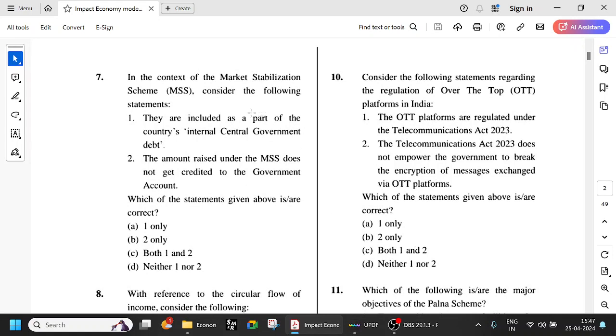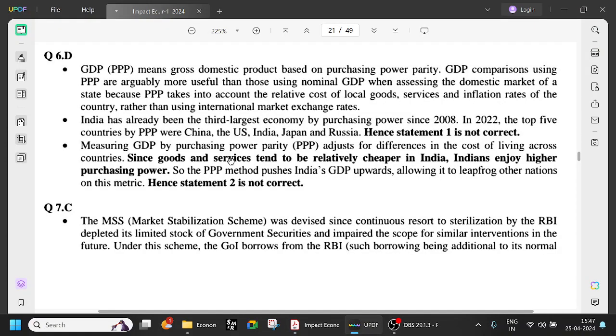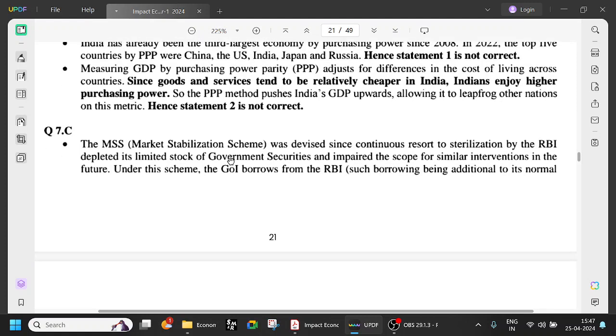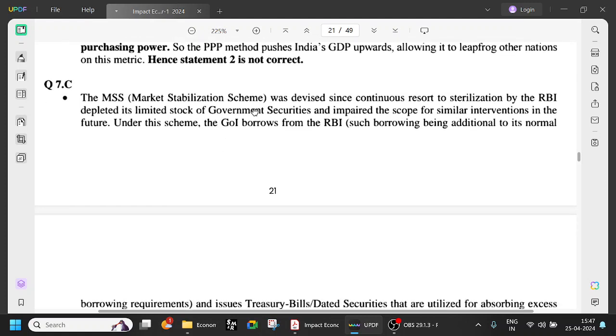In the context of the market stabilization scheme, consider the following statements. They are included as a part of the country's internal central government debt. Let us look at the explanation and then try to solve the question. That will save time. The market stabilization scheme was devised since continuous resort to sterilization by the RBI depleted its limited stock of government securities and impaired the scope for similar interventions in the future. Because RBI was continuously depleting its limited stock of government securities, this market stabilization scheme has come.